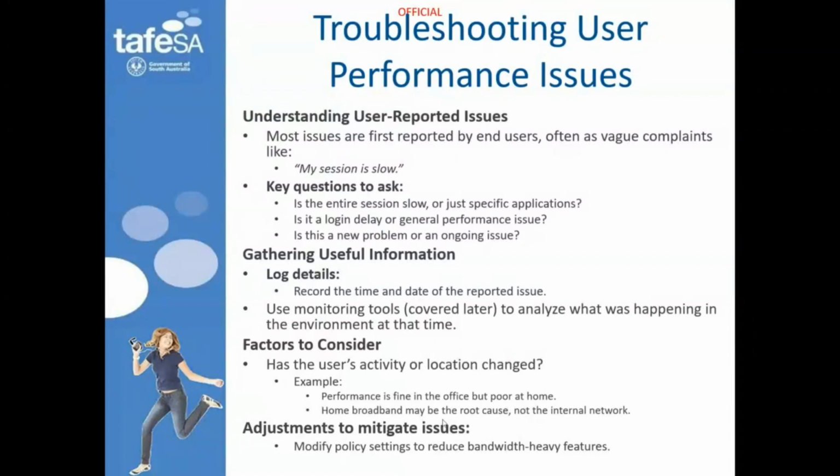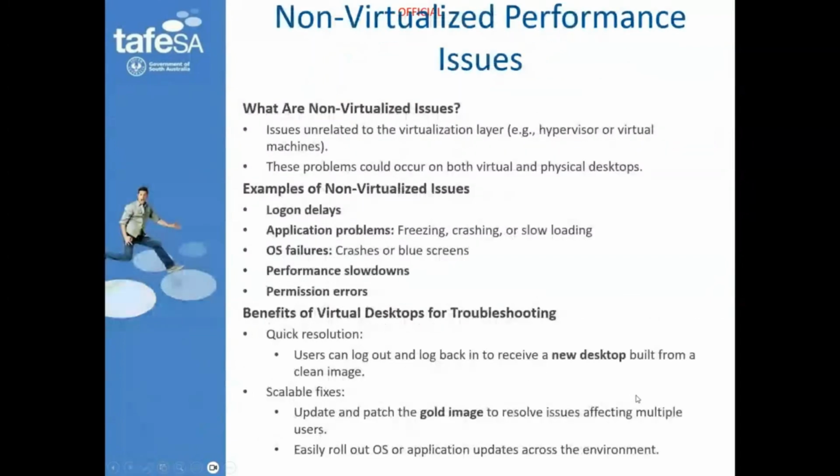Adjustments to mitigate issues. So what you can do is adjustments to reduce the issues. Modify policy settings to reduce bandwidth heavy features, and that might improve their experience at home. Or we can suggest that they improve their home broadband potentially. Let's say they got ADSL at home instead of broadband, you know what I mean? Instead of NBN, should I say. So obviously, that might not be suitable. Okay, just imagine they were using something that's really bad.